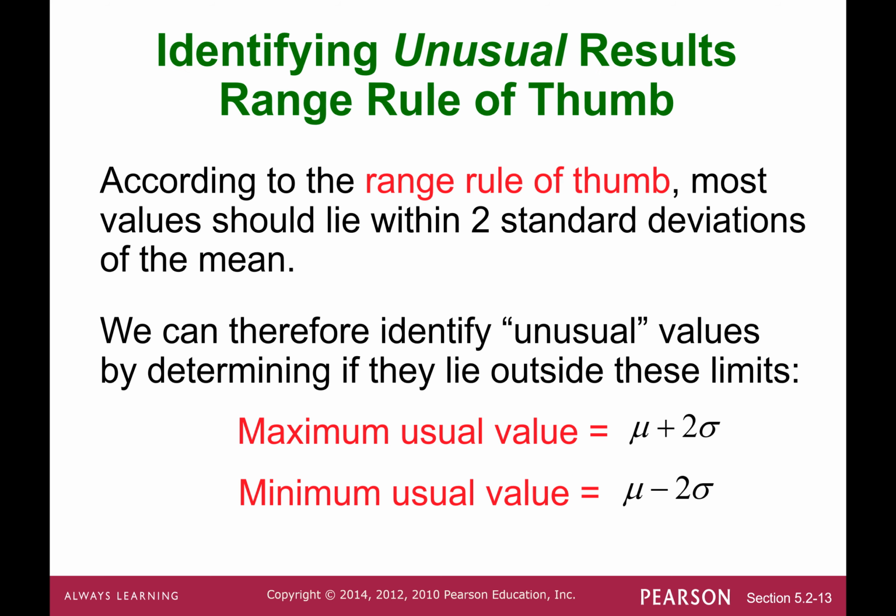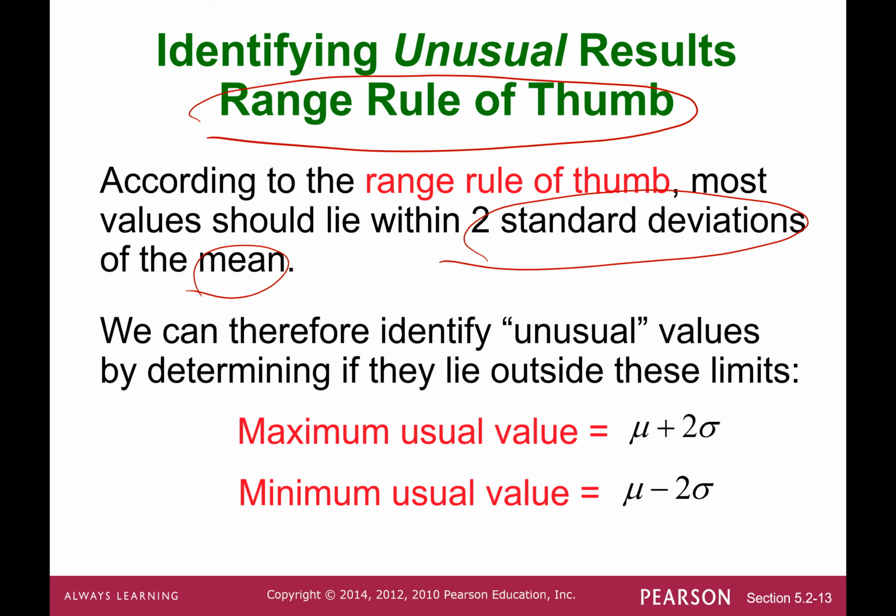Identify unusual results using the range rule of thumb. Okay, so with the range rule of thumb, most values should lie within 2 standard deviations of the mean. That's the basis for the range rule of thumb. So we can therefore identify unusual values by determining if they lie outside of those limits. So maximum usual value equals mu plus 2 sigma, right? Mean plus 2 standard deviations. Minimum usual value equals mean minus 2 standard deviations.